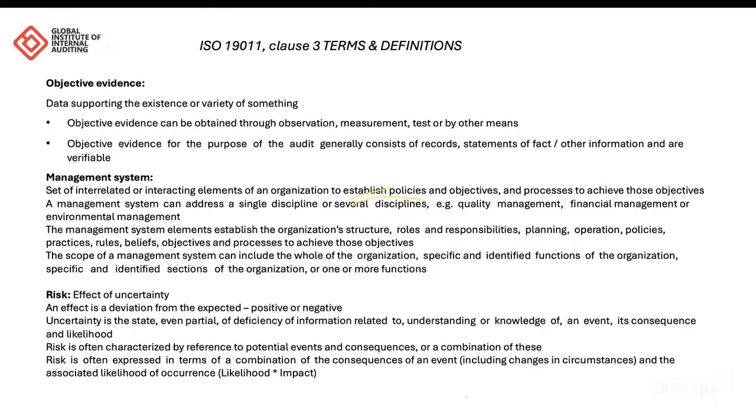So we talk about risk. Forget everything that I've seen here. I always say risk is likelihood multiplied by impact. And here it says effect of uncertainty. An effect is a deviation from expected, either positive or negative. So risk is often expressed in terms of a combination of the consequences of an event and the associated likelihood of occurrence. That's likelihood and impact.